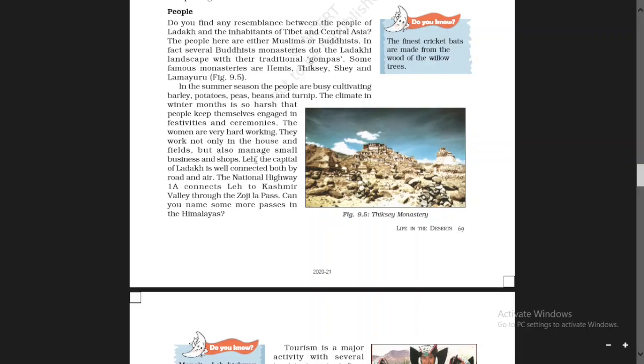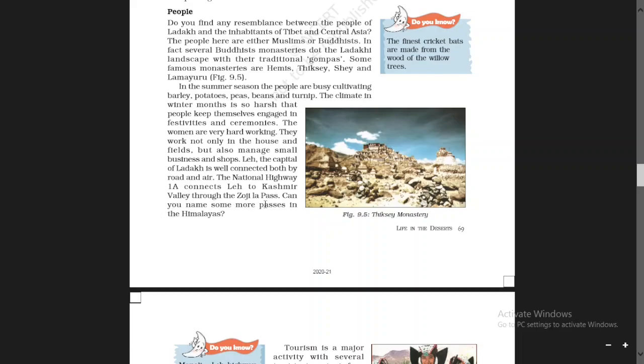Leh, the capital of Ladakh, underline this one also, is well connected both by road and by air. Leh is connected both by roadways and airways. The National Highway 1A connects Leh to the Kashmir Valley through the Zojila Pass.